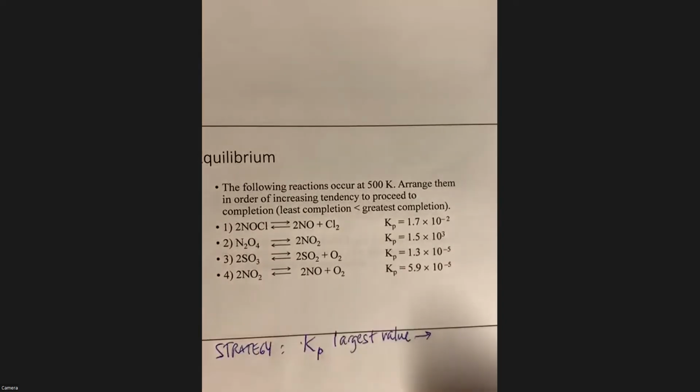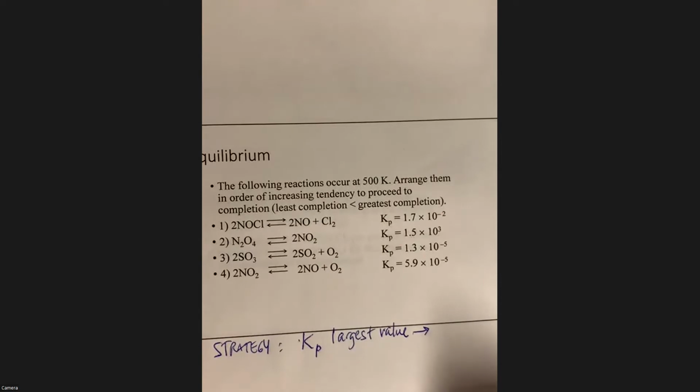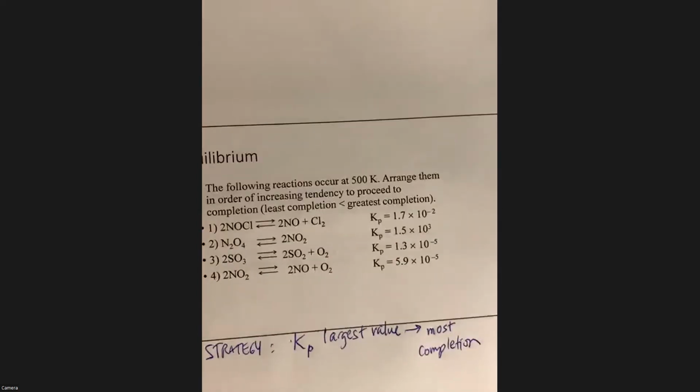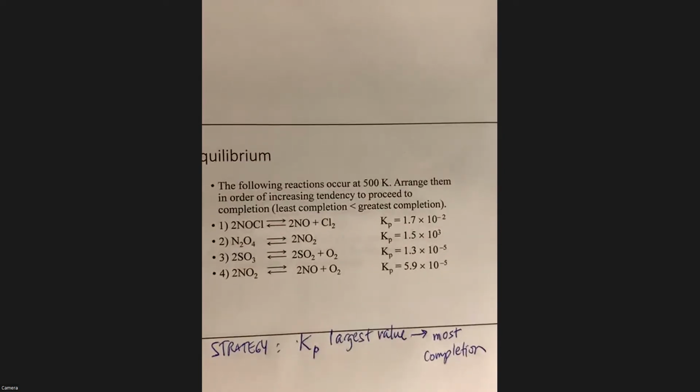The largest value of Kp is going to give me what? Anybody? Or put it in the chat. Sorry, having a problem. My touchscreen doesn't work right now. There you go. Most completion. Very good. Thank you, Gabe. Most completion. So that means that the smallest value will give you the least completion.